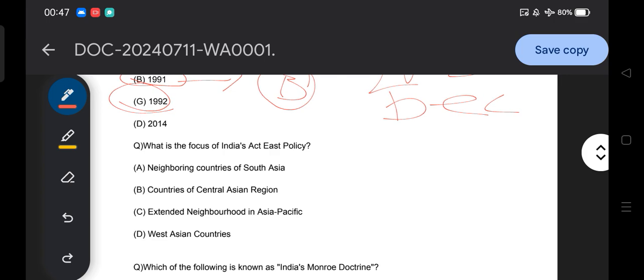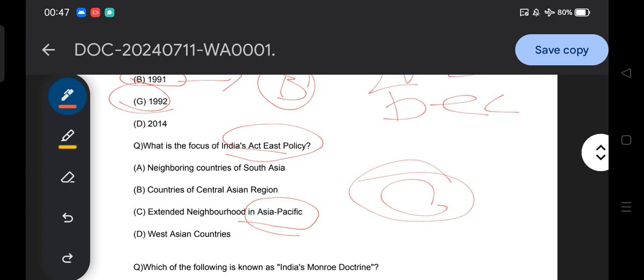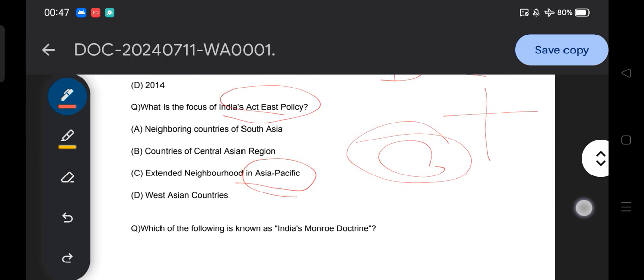Then the next question: what is the focus of India's Act East policy? The answer to this question is option C, extend the neighborhood in Asia Pacific. One needs to understand the difference between Look East and Act East. Look East mainly emphasizes socio-economic relations with South Asian nations, but on the other hand, the Act East policy talks about the Asia Pacific, including South Asia and Southeast Asia.